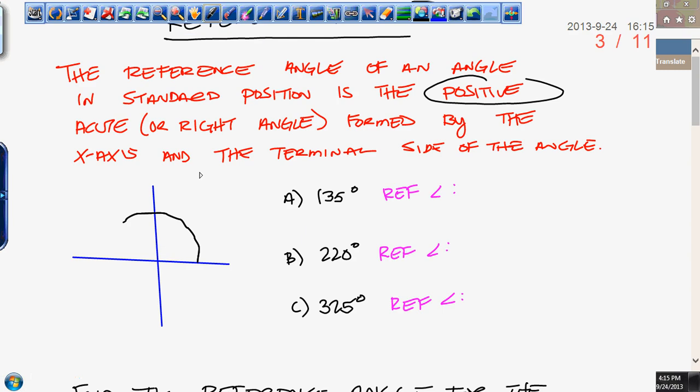Okay, today we're going to talk about reference angles. There are a few things that we've got to know. The first thing is that they're always positive. Circle that, that's really important. Next thing, they're between 0 and 90, so they're acute.